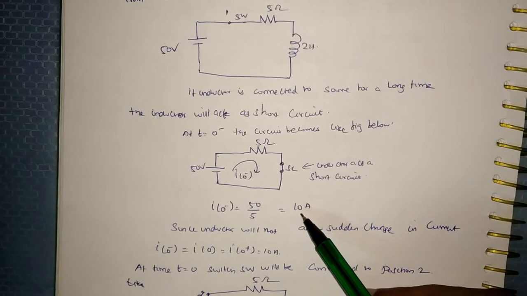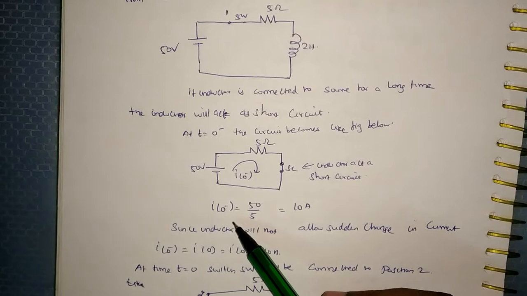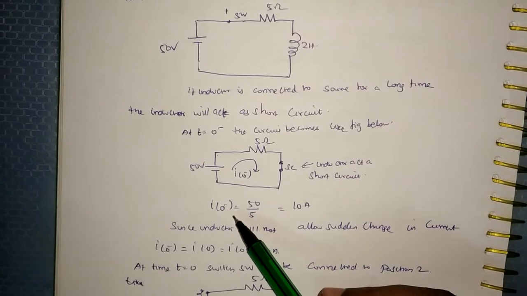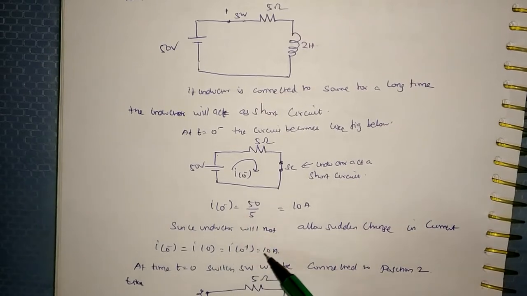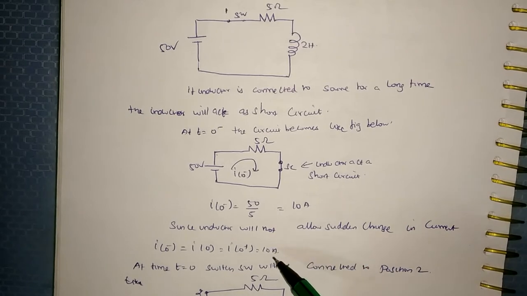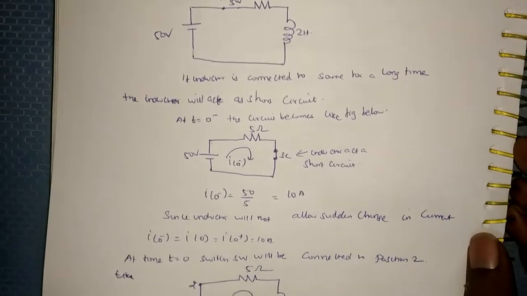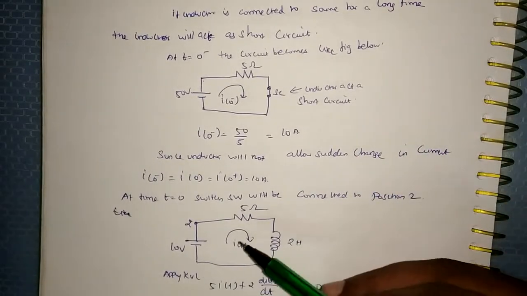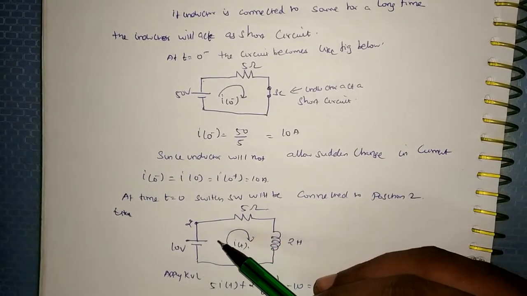Inductor will not allow sudden change in current. So I of 0 minus will be equal to I of 0, which will be equal to I of 0 plus, which is equal to 10 amperes. At time t equal to 0, what is happening? The switch is changed to position 2. The switch is connected to position 2.